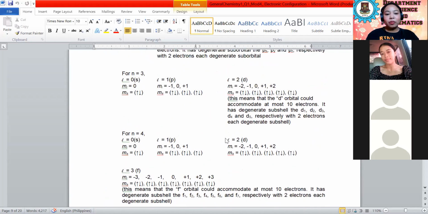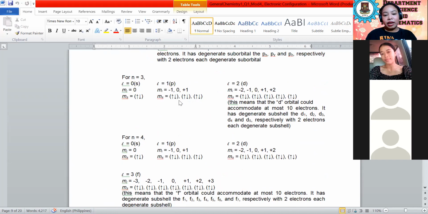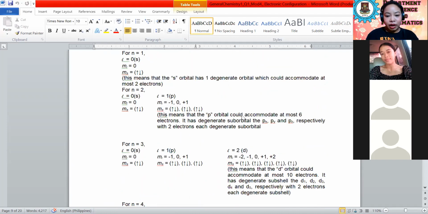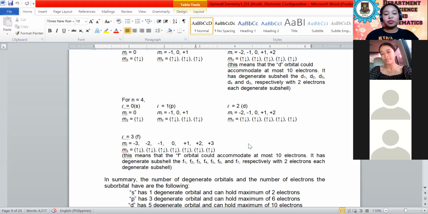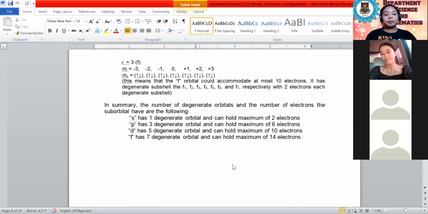So by the way, for this L, each pair is called PX, PY, and PZ. Those are the names of each pair. For D, we just denote it D1 to D5. The same is true with F: F1 to F sub 7.